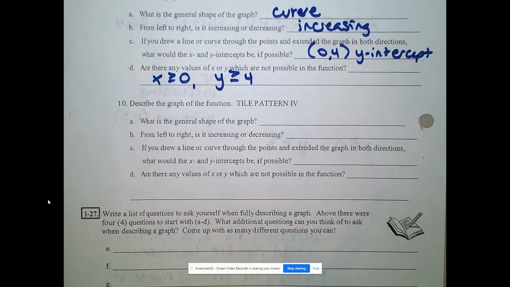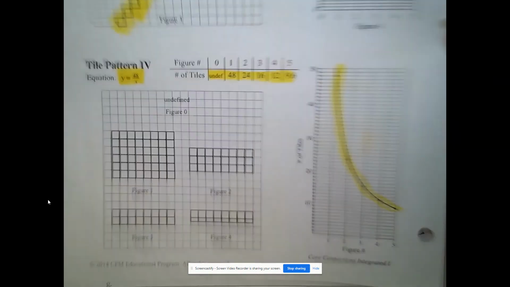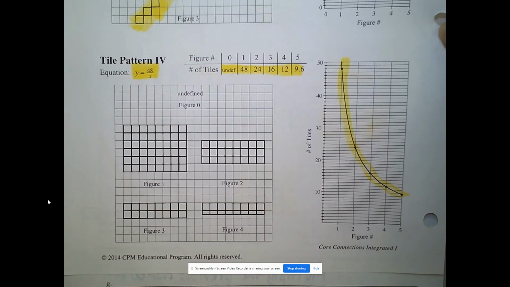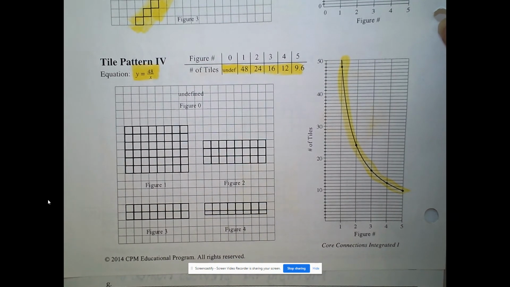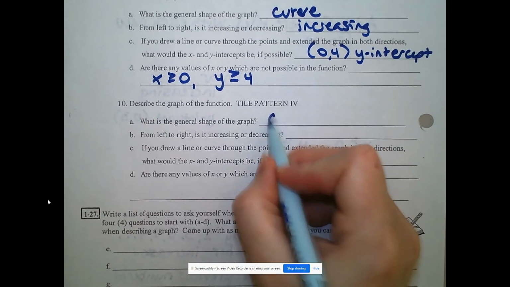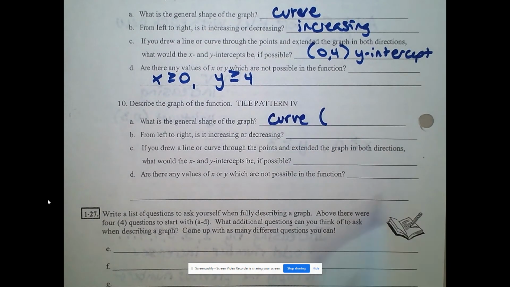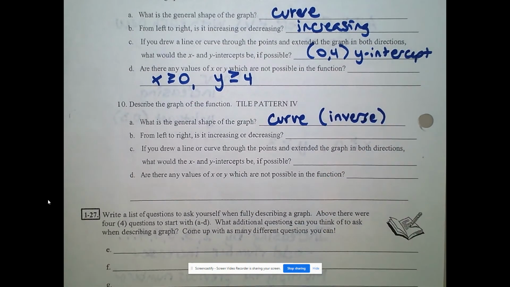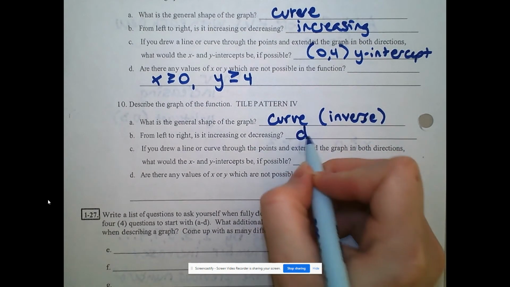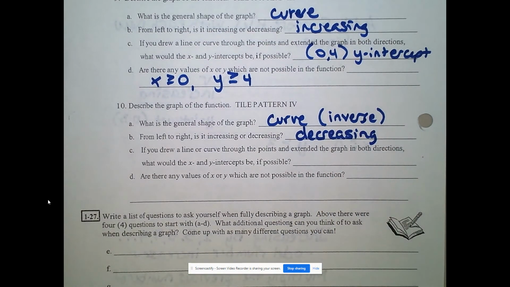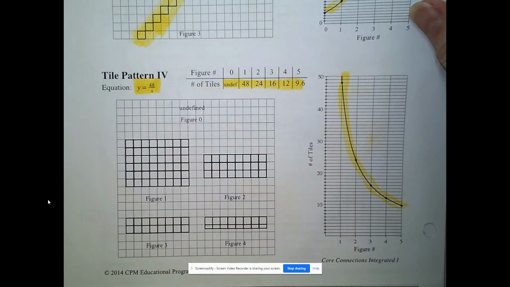Then we've got describe graph 4. So 4 is going to be this one, which is different because we'll notice it's decreasing. Also had that kind of funky start to it where figure number 0 was undefined. So general shape of the graph, curve. But because it was that one going down to the right, we would say it's inverse. We talked about that in a previous lesson. Decreasing. And this one happens to have no intercepts because 0 is undefined.